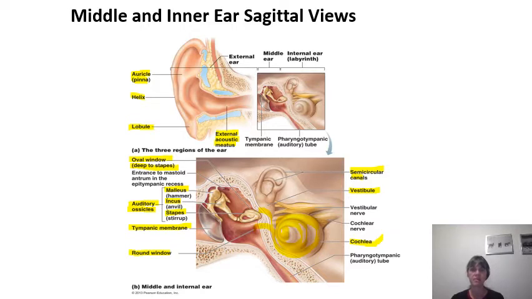The external ear, you can see at the very top picture, includes not only the external structures but also the external acoustic or external auditory meatus up until the tympanic membrane. The middle ear includes the tympanic membrane and the auditory ossicles and this middle ear cavity. And then the inner ear or internal ear is often referred to as a bony labyrinth because of the cochlea and the vestibule and the semicircular canals.